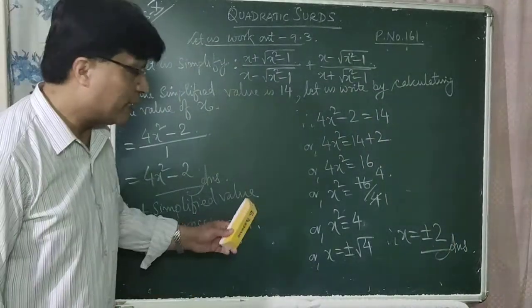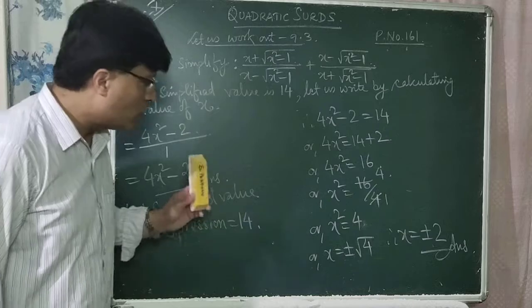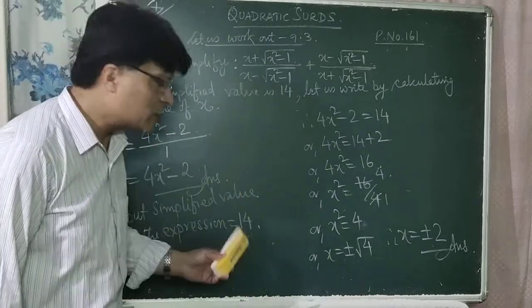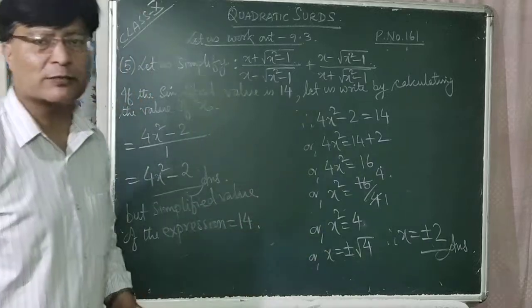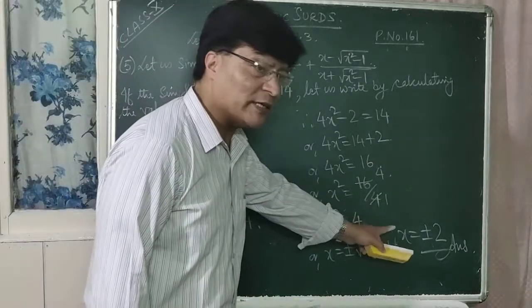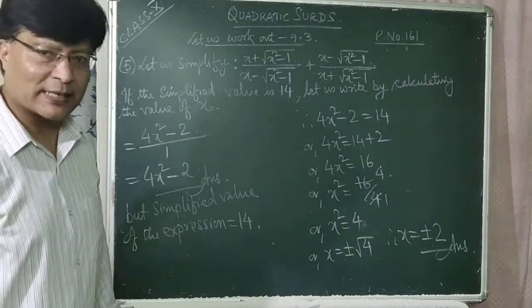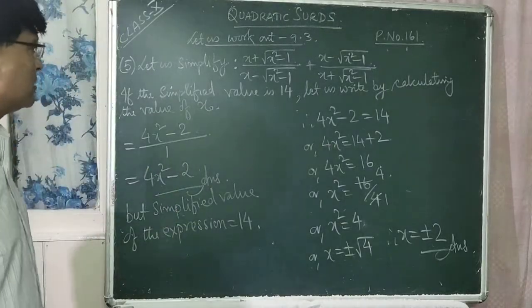That is, we get x square is equal to 4. What is the value for x? It is plus minus square root of 4. And what is plus minus square root of 4? It is plus minus 2. So what are the values of x here? It is plus minus 2. So that is the answer. Is that clear? So you can copy it.